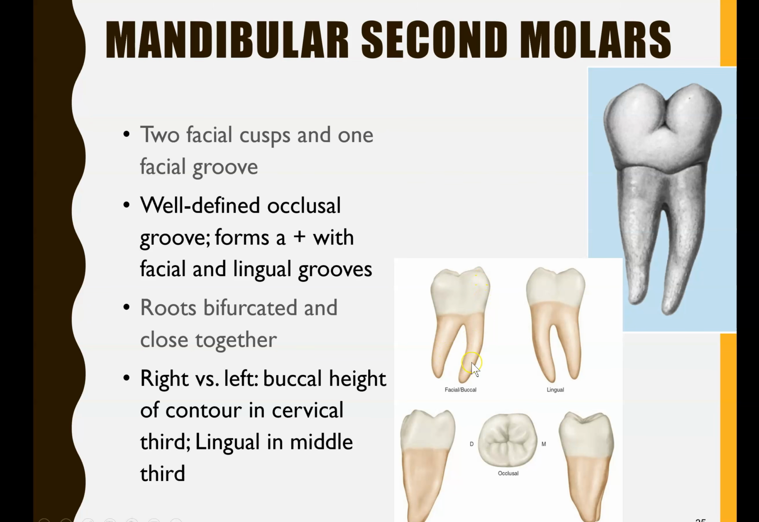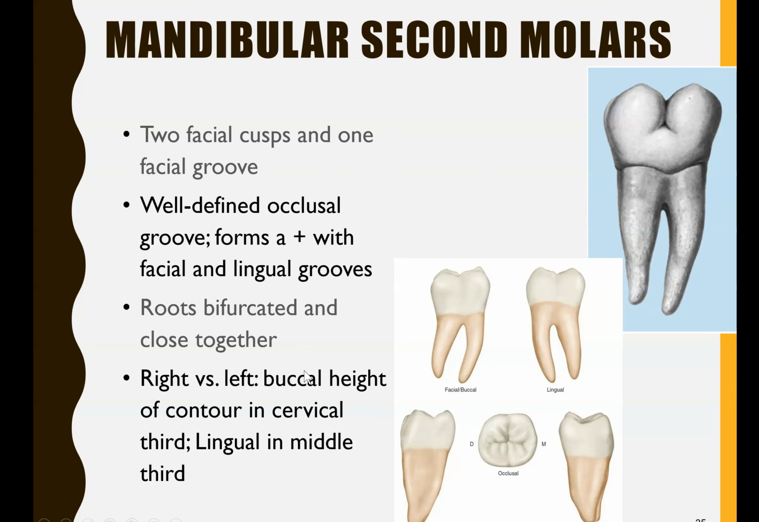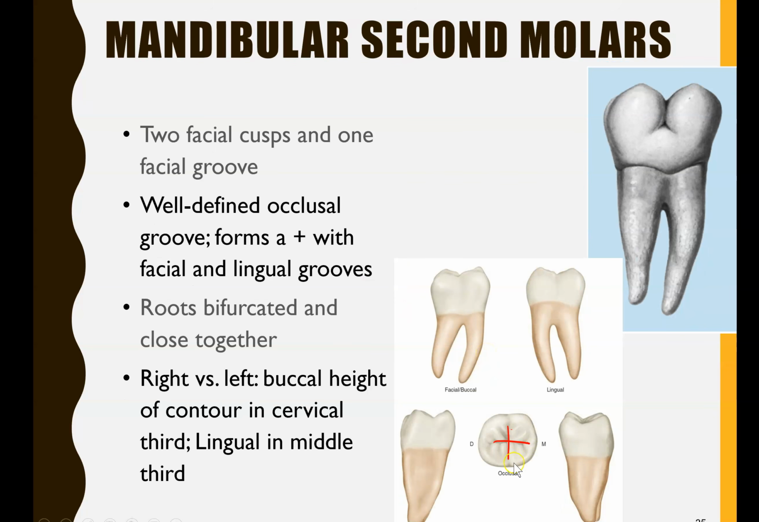Here's the second molar. The roots are a little closer together, especially if you compare it to the first molar. What is unique about the second molar is you can actually draw a cross right here. They have well-defined occlusal grooves, which means that you can form a plus or a cross right here, and it's almost equal cusps. So that's what's unique about the second molar. You can't draw a proper cross with the first molar because it has that fifth cusp, but you can draw a cross here with the second molar.